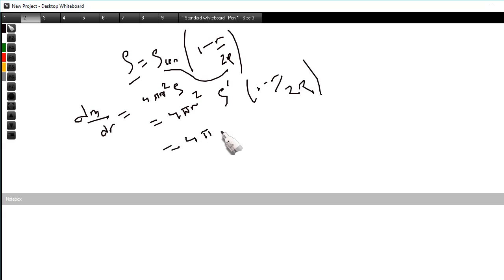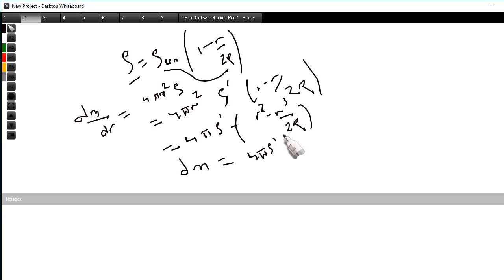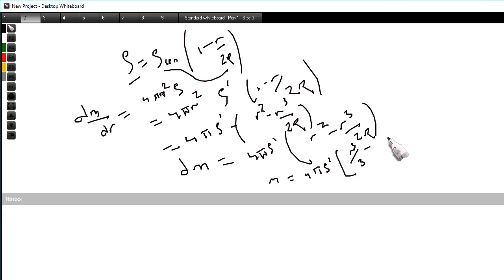4 pi rho dash, this is a constant. Now if we multiply inside, we get r square minus r cube by 2R. Okay, now dM is equal to 4 pi rho dash times r square minus r cube by 2R. Now to integrate this, M is equal to 4 pi rho dash times r cube by 3 minus r 4 by 4 times 2R, that will be 8R. This is equation 1.